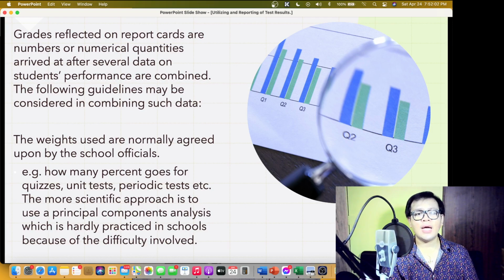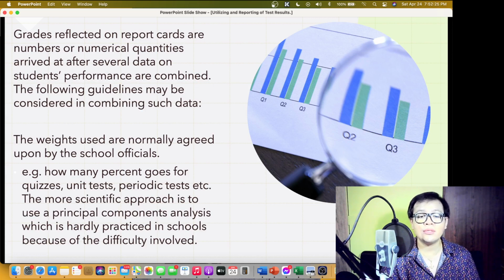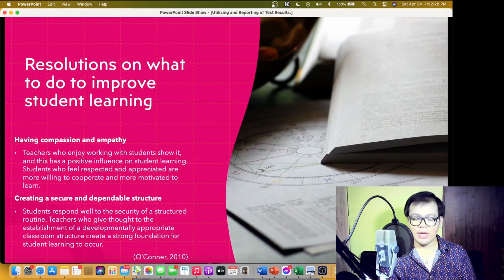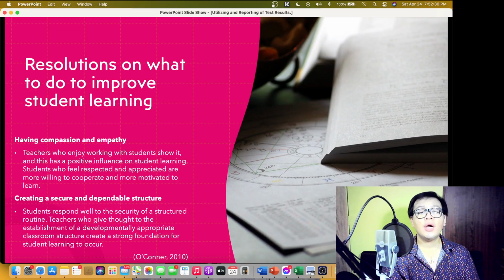arrived at after several data on students' performance are combined. So the following guidelines may be considered in combining such data. Number one, the weights used are normally agreed upon by the school officials. Say, for example, how many percent goes for quizzes? How many points would there be for the unit test, periodic test, and so on? The most scientific approach is to use principal component analysis, which is hardly practiced in schools because of the difficulty involved. O'Connor of 2012 was able to state resolutions on what to do to improve student learning.